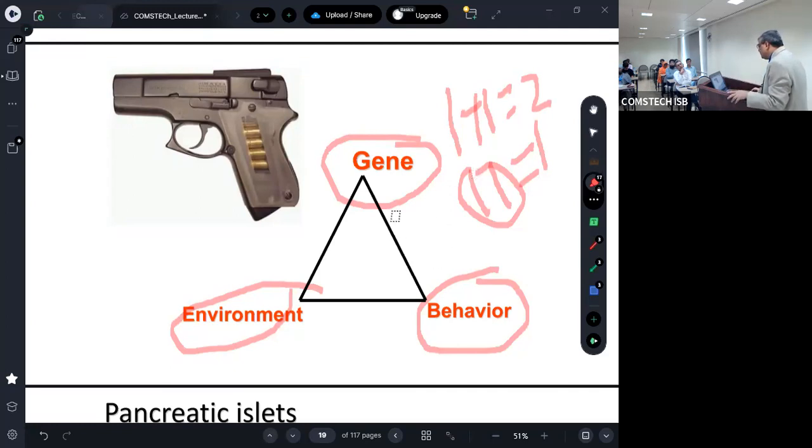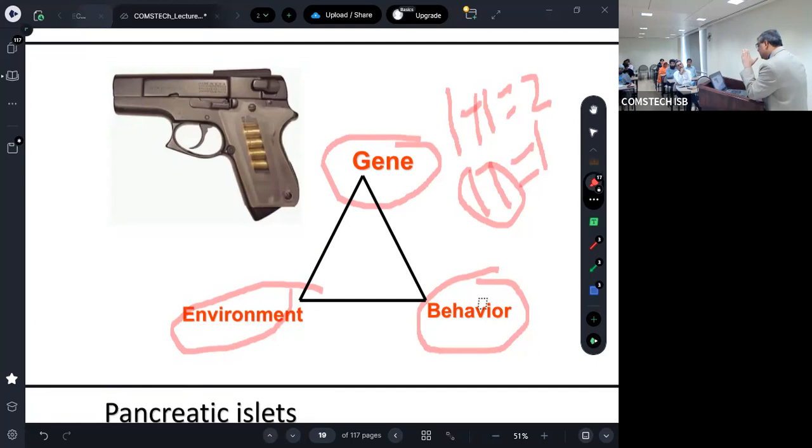The gene is only one factor, not the only factor. And as I told you, it is the triggering factor. The two other triggering factors are the environment and behavior. Pollution, air pollution, many things in the environment, and your lifestyle. Your lifestyle and your environment are your decision making, whether you will get diabetes or not.